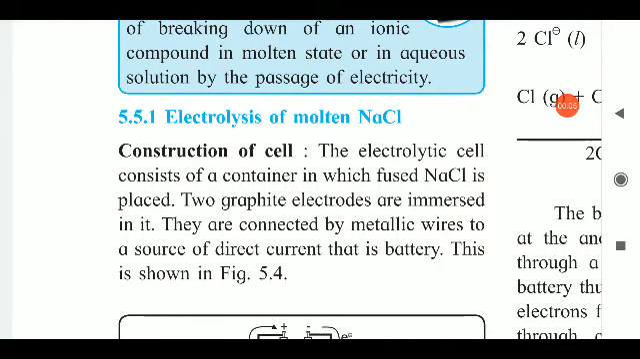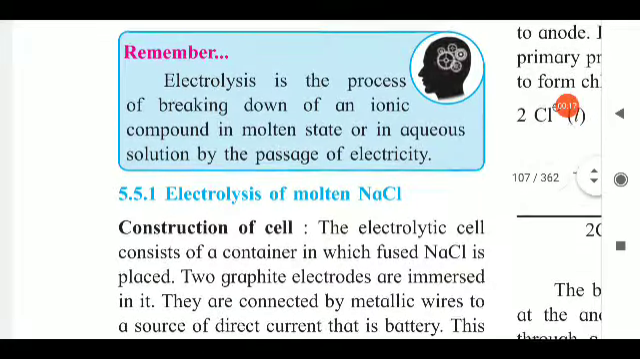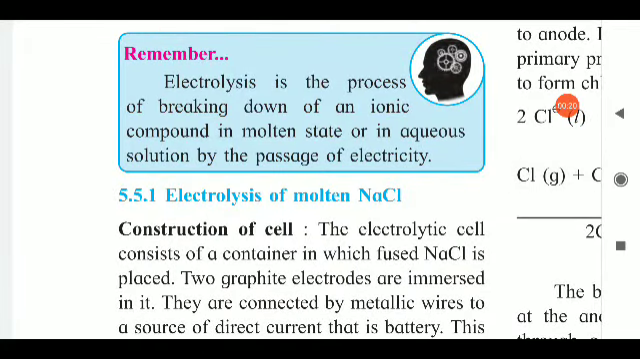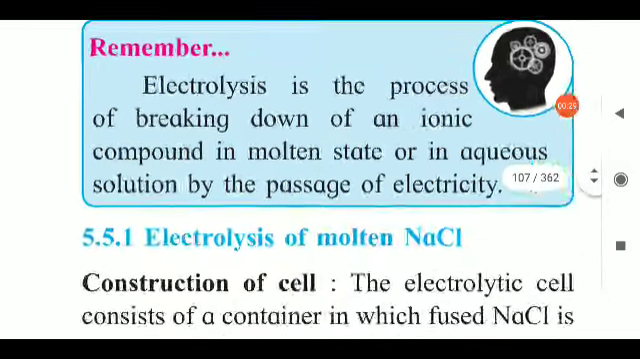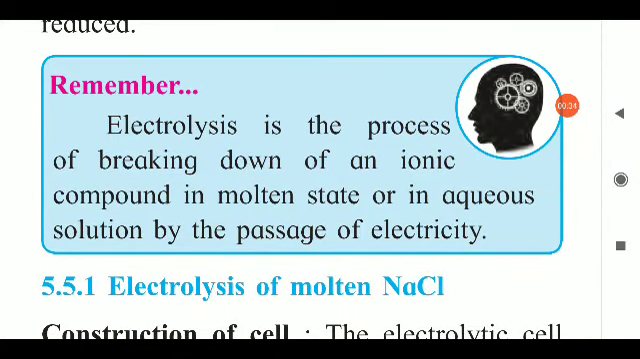Now students, we are in the topic of electrochemistry, and in that topic we have reached up to the point electrolysis of molten NaCl. Now students, electrolysis of molten NaCl, before going to that we have to remember one point. That point is nothing but, what is electrolysis? Electrolysis is the process of breaking down of an ionic compound in molten state or in aqueous solution by the passage of electricity. This is nothing but electrolysis.